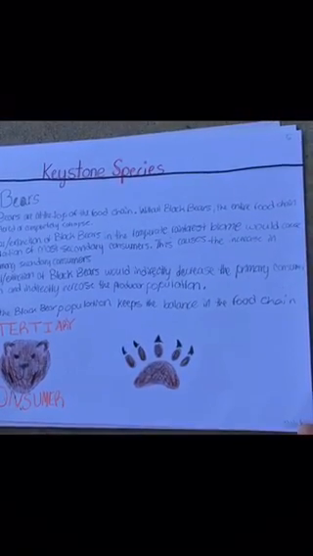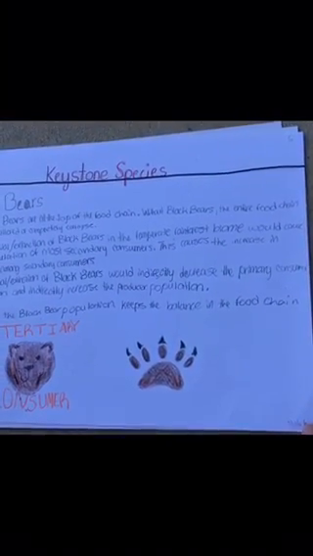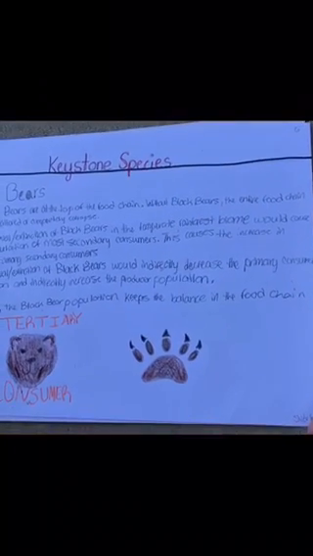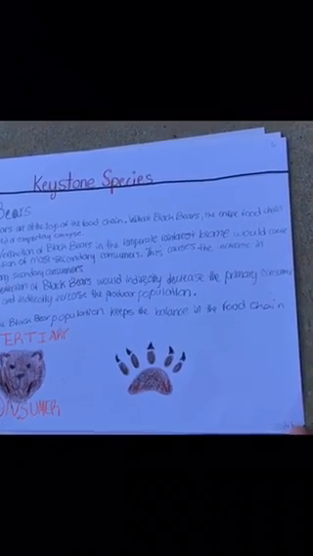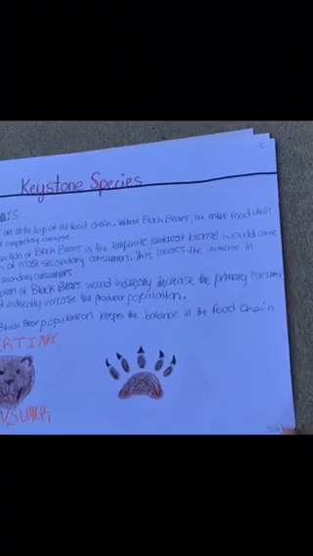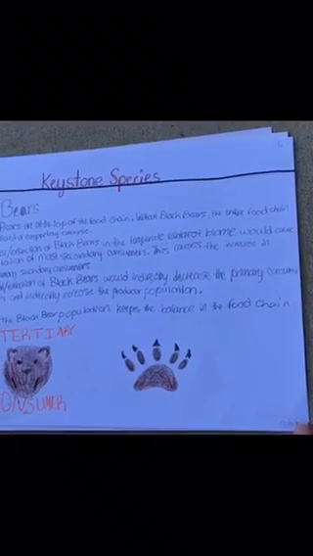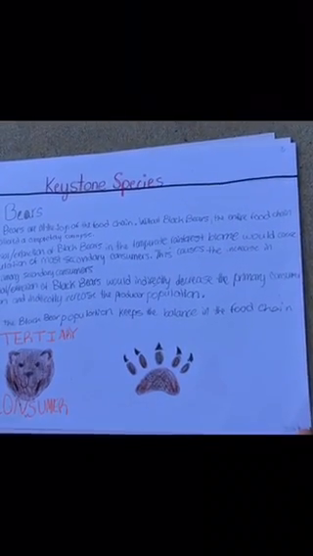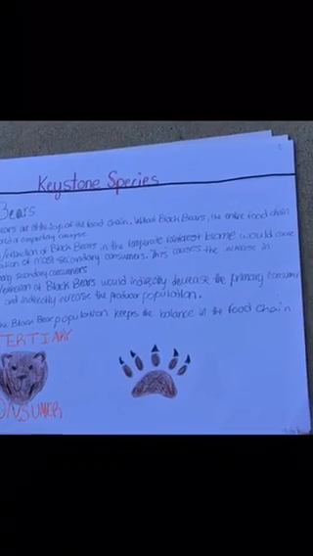Keystone species. A keystone species in this environment is the black bear. Black bears are at the top of the food chain in the temperate rainforest biome, and without them, the entire food chain would either be heavily altered or completely collapse altogether.